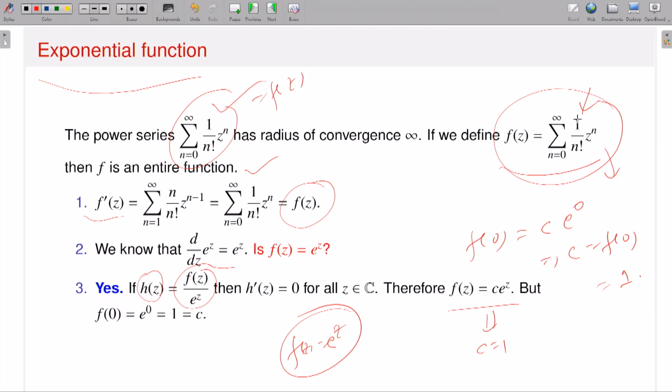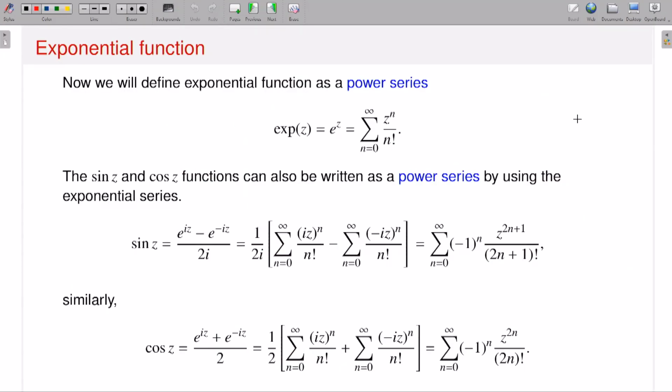e to the power z is nothing but the sum from n equals 0 to infinity of 1 by factorial n z to the power n. So that's it. Now we will define the exponential function in terms of power series, because I know the concept of power series, I know the properties of power series, and I know Taylor's theorem. So I can define e to the power z as the sum function of the given power series, that means z to the power n divided by factorial n.